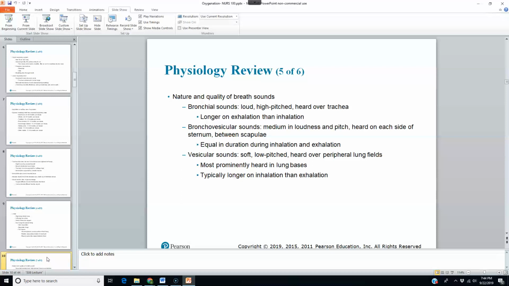And really the quality of those breath sounds, or what we're actually hearing, depends on the site of where we're listening, or the site of auscultation. And what do I mean by that? For example, normal sounds called bronchial sounds, as the slide says, are very loud, high-pitched, and heard over the trachea, all right? And bronchial sounds are longer on exhalation than inhalation.